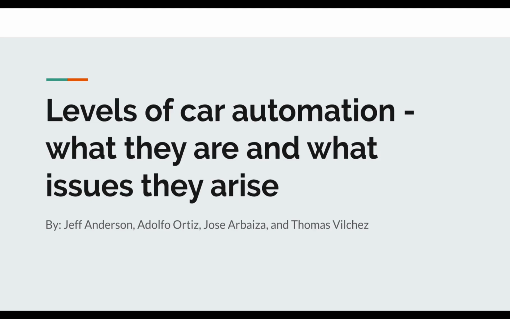Today we're going to talk about self-driving cars by analyzing each of the 6 levels of automation. These levels tell us the degree of situational awareness a driver has to have on the road. In this presentation we will define each level as well as mention any ethical issues that each level may have. Enjoy.